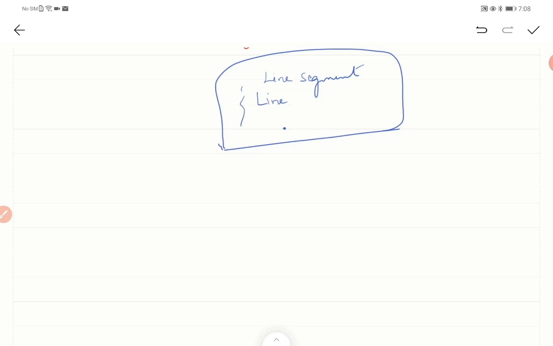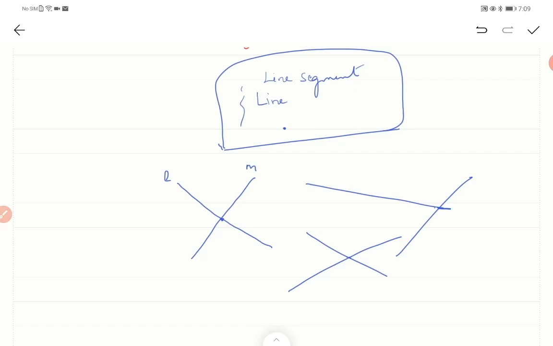Now coming to when two lines meet at one point, you call them intersecting lines, right? So you have lines something like this. This is also two lines, they are intersecting at one point. This is line L, this is line M. Whenever lines intersect at one point, this point is called the point of intersection.